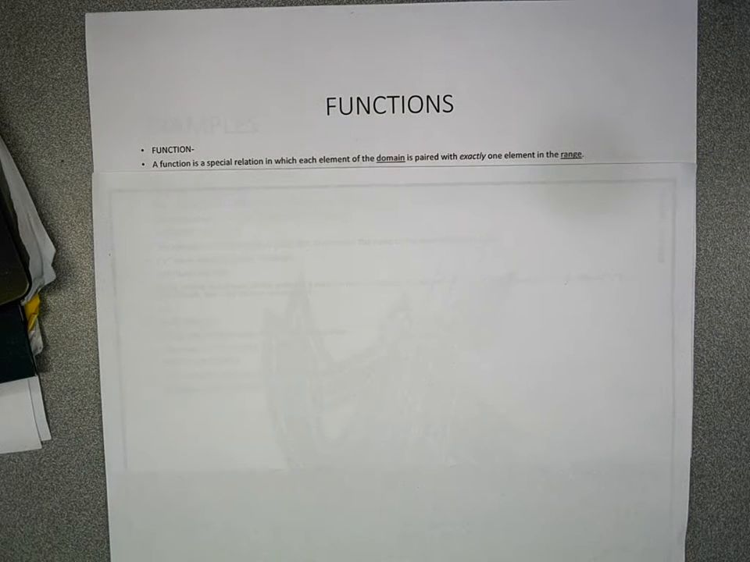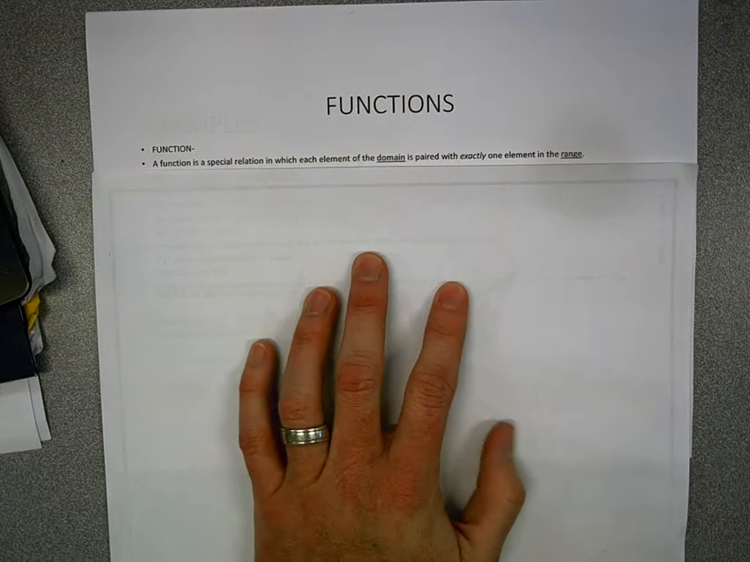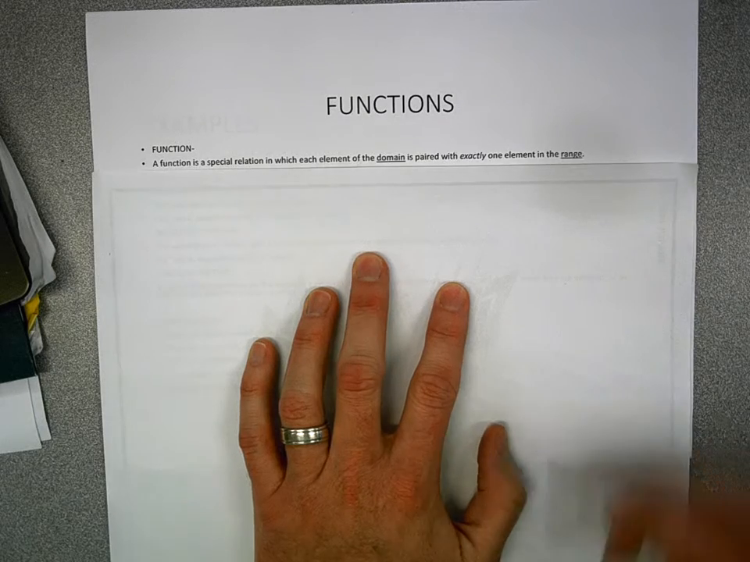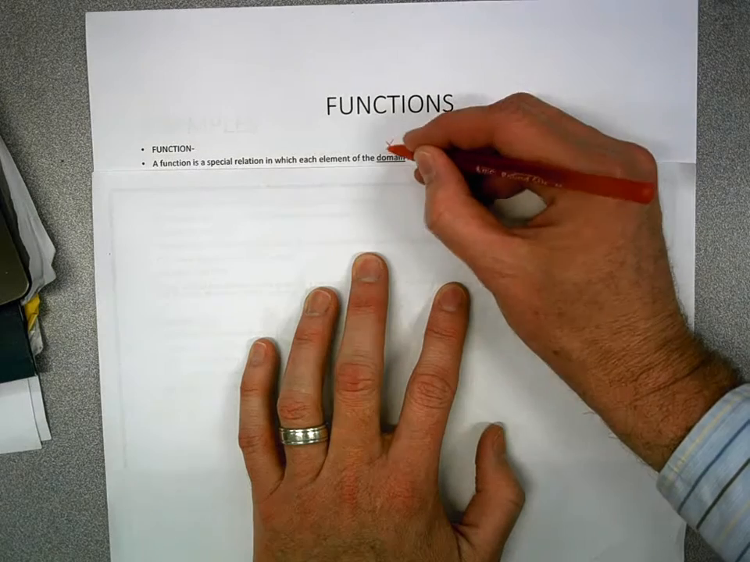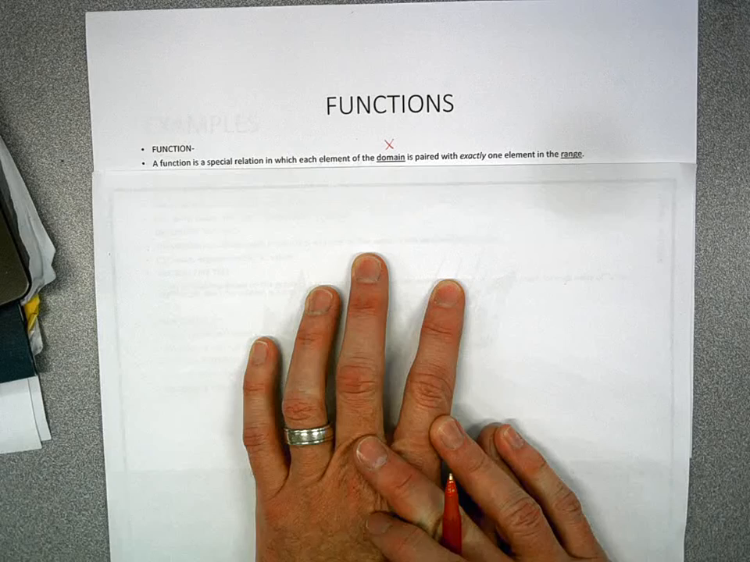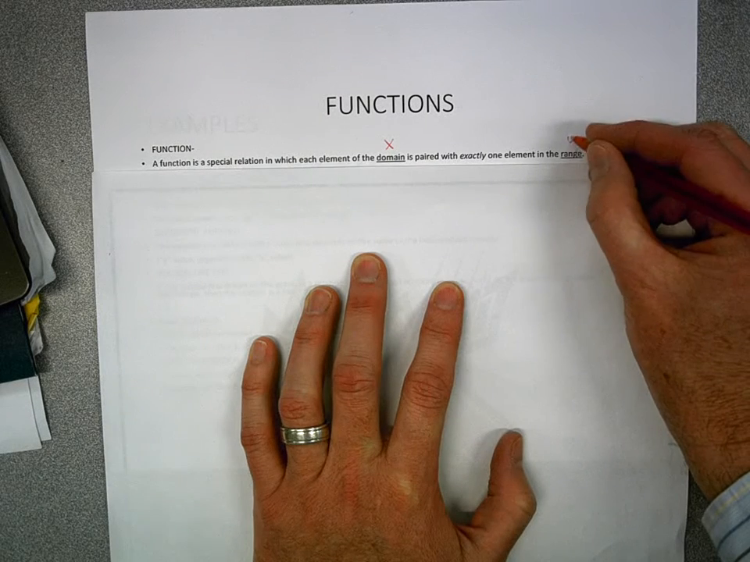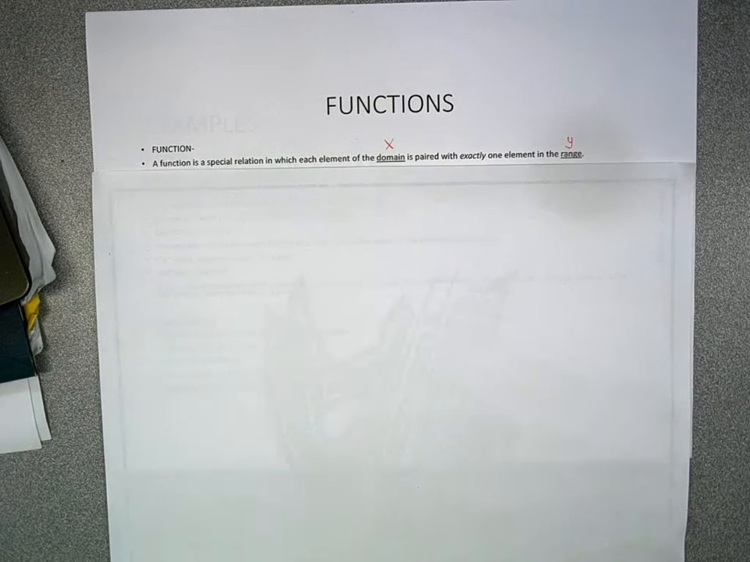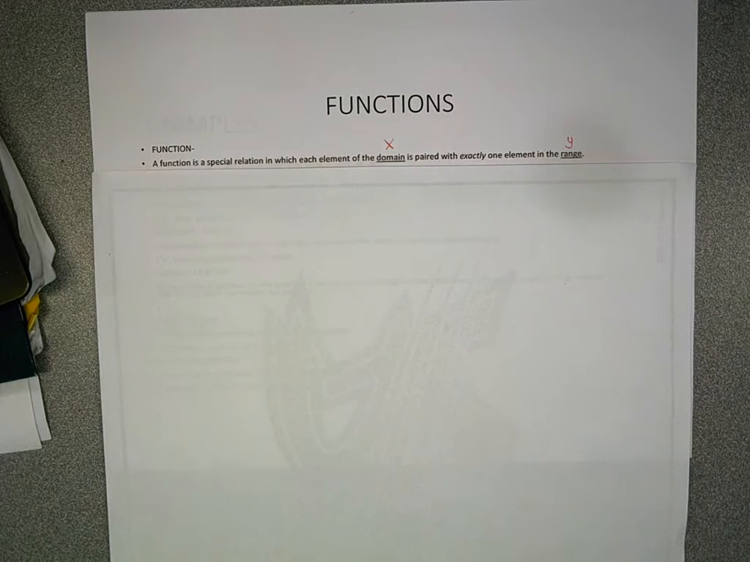All right, so here's what a function is. It says a function is a special relation in which each element of the domain is paired with exactly one element in the range. Now, really quickly, I just want to point out, your domain is going to be your x's, and your range is going to be your y in an ordered pair. So obviously that leads you to know that we're extending the ordered pair and how it relates to equations.